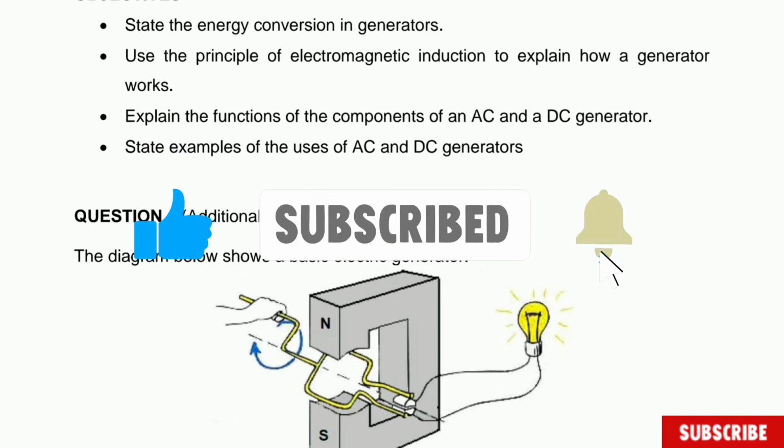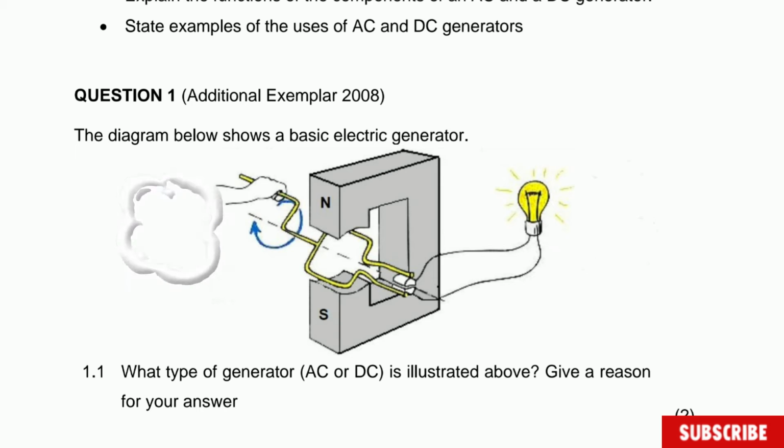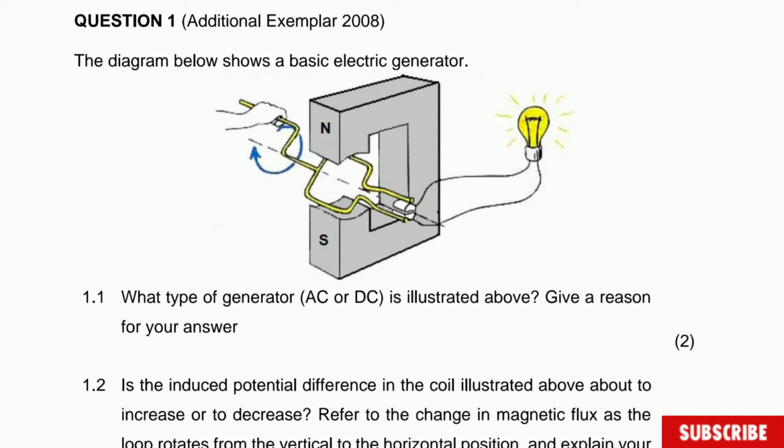So the first question we're going to solve is this one here, and the question says, the diagram below shows a basic electrical generator or electric generator. What type of generator, AC or DC, is illustrated above? Give a reason for your answer. Now, when you identify between the AC and the DC generator, you have to look for two things.